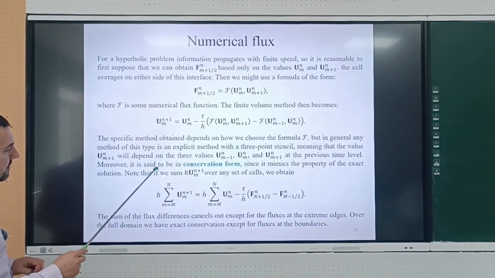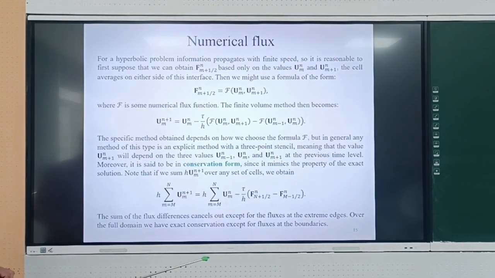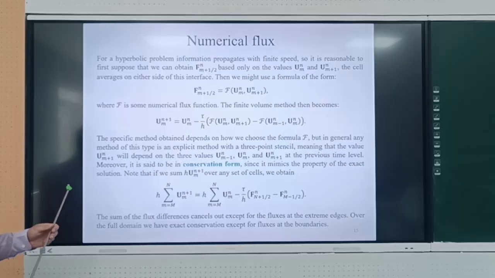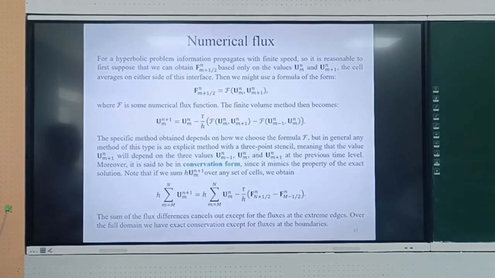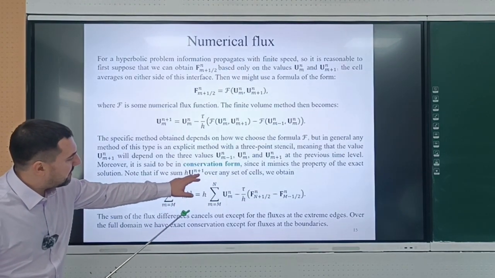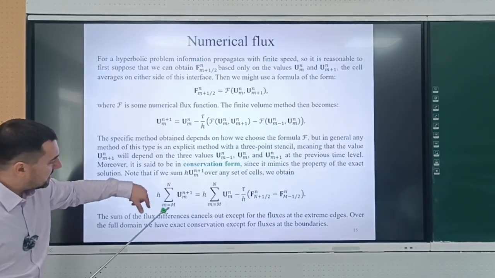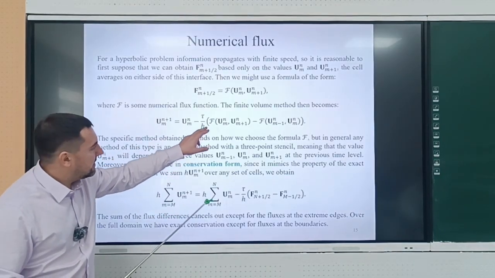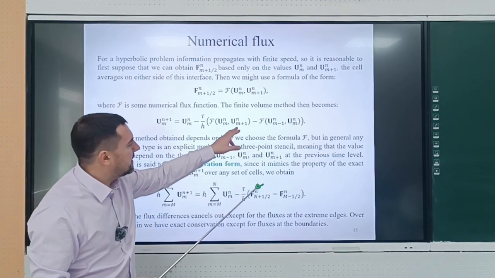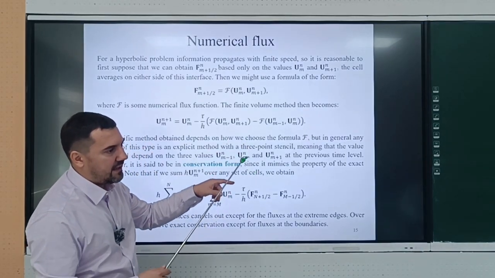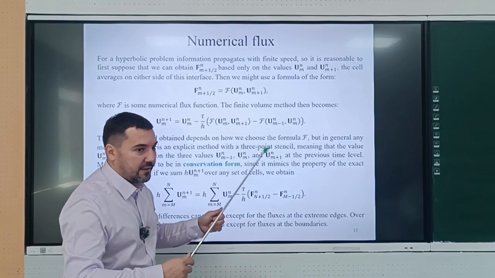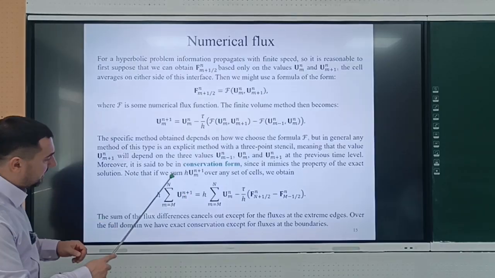Moreover, it is said to be in conservation form, since it mimics the property of the exact solution. I mean, what property? The property that we started with, the integral form of Euler equations. Now we can sum this h times u^{n+1} over any set of cells. So we compute this sum, and the fluxes, I also explained it at the previous lecture. The flux through the right boundary of the cell i will cancel out with the flux through the left boundary of the cell i plus 1.